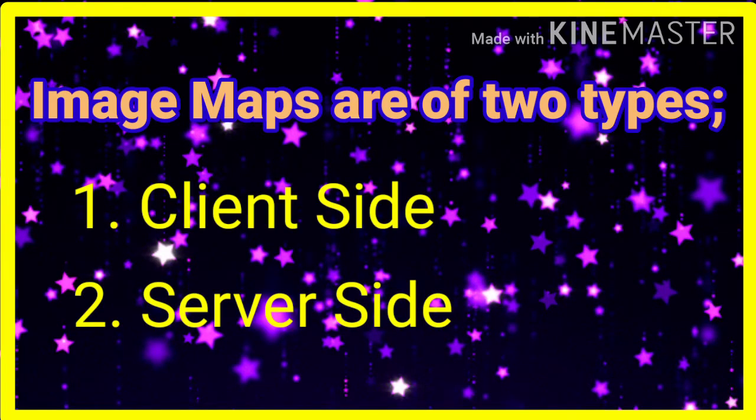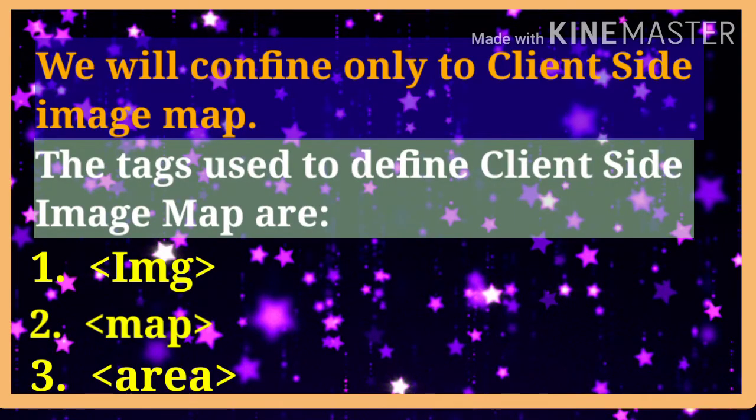Image maps are of two types. First is client side and second is server side. Client side image maps are used on the client machine and server side image maps are used on the server machine. Generally, we use client side image maps. We will confine ourselves only to client side image maps.